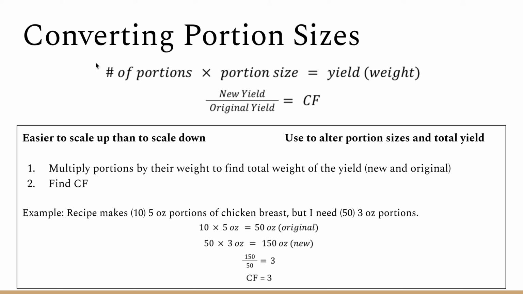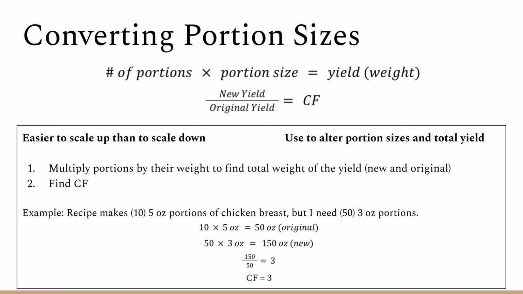The first part of the equation is just figuring out the total yield and weight of both recipes that you are looking at. So you need to do this first part twice. You need to do it for the new recipe and the original recipe. You take the number of portions that it serves, the portion size, and that gives you the total yield and weight. And then you take those numbers, plug them into the equation that we just worked with, new over original, and that gives us a conversion factor.